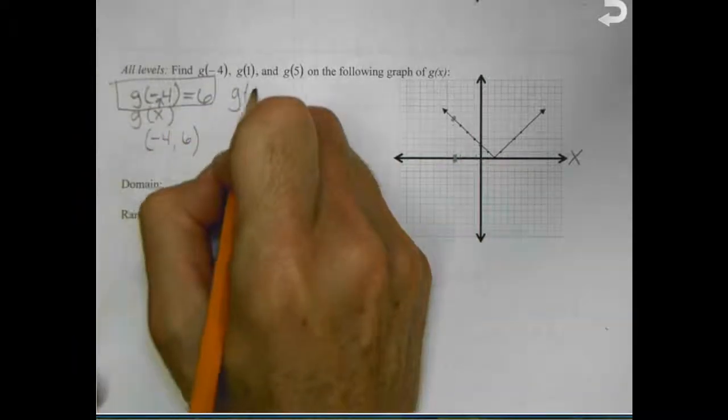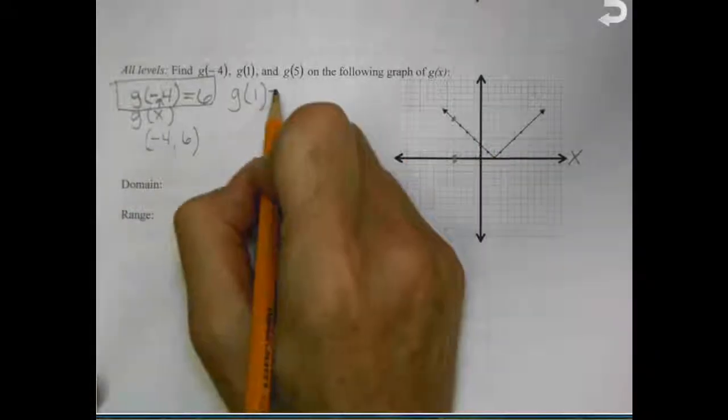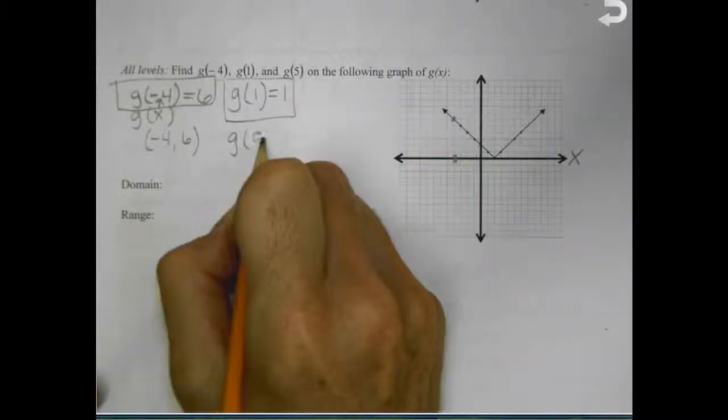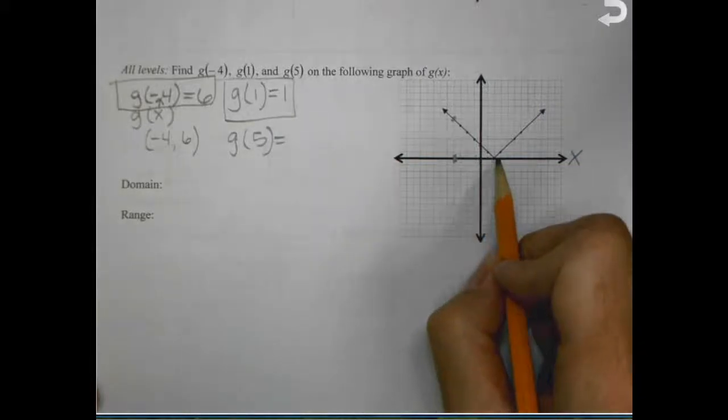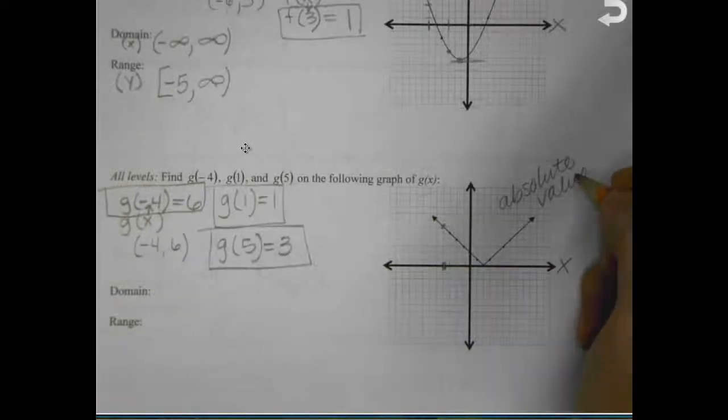g of 1 then. That means from here I go 1 to the right, and I can see if I go up 1, I'll have my y part. And then g of 5, count over 1, 2, 3, 4, 5. And if I go up 1, 2, 3, positive 3, I'll have a point on my graph. This is a function. It would pass the vertical line test. This one's an absolute value, and this one that we looked at before is a parabola.